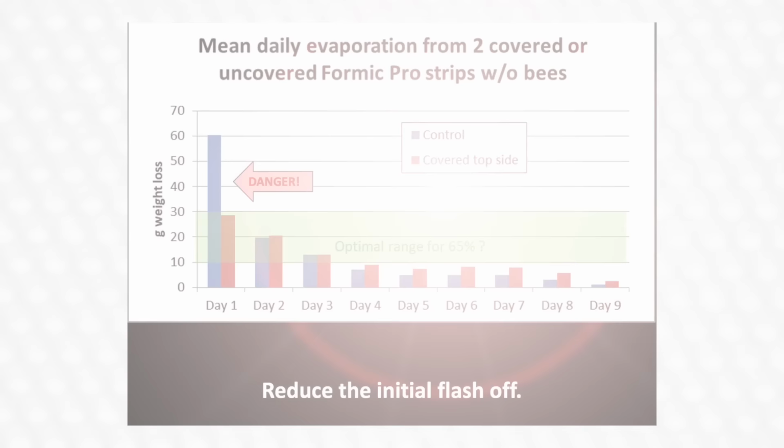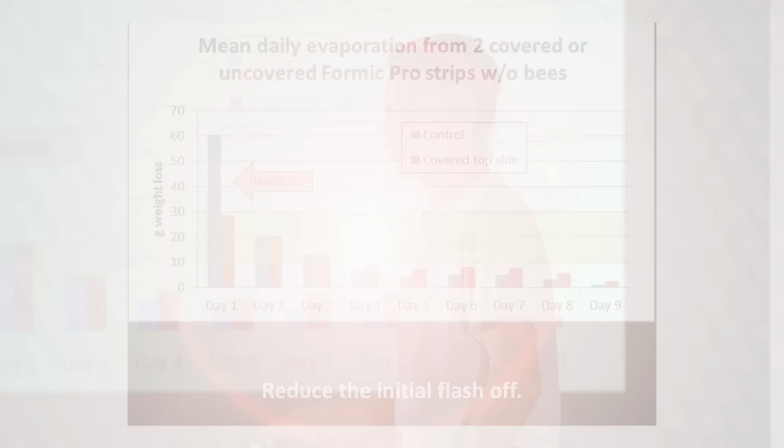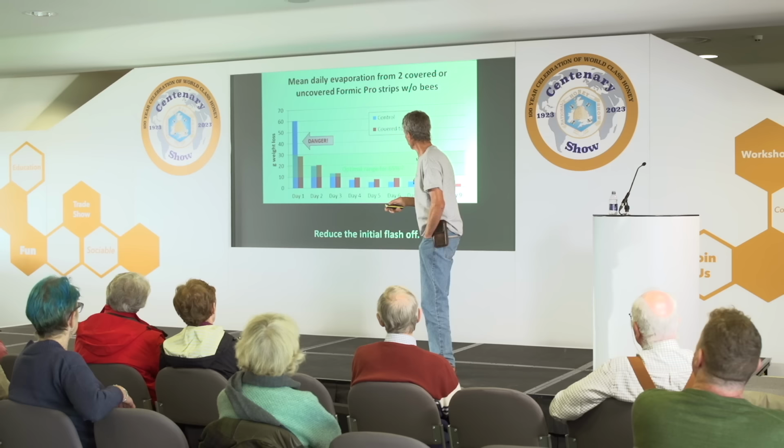So here's your MiteAway Quick Strips. And this is your first day grams of weight loss, very, very high. We want to be down in this range for a formic treatment. So what I do, I go out every day and I weigh whatever formic applicator I'm using and get a weight loss every day. And then from that, I can calculate how much formic acid is being released into the colony. So this is the problem.